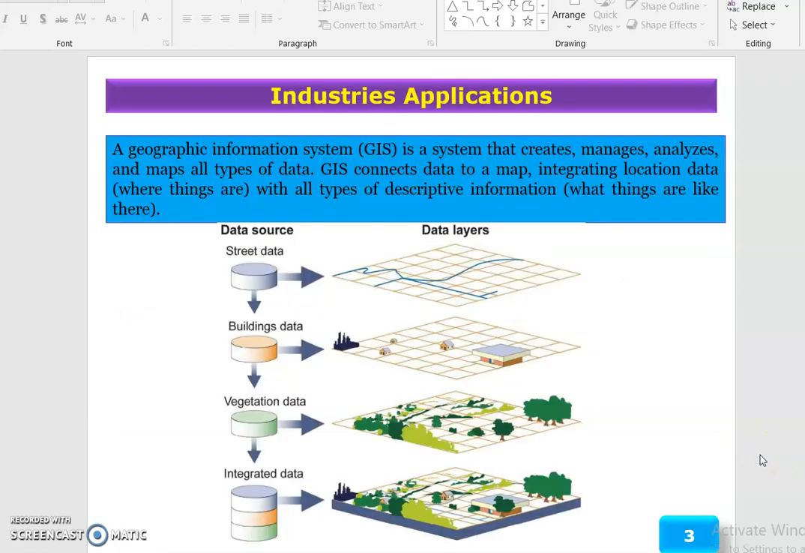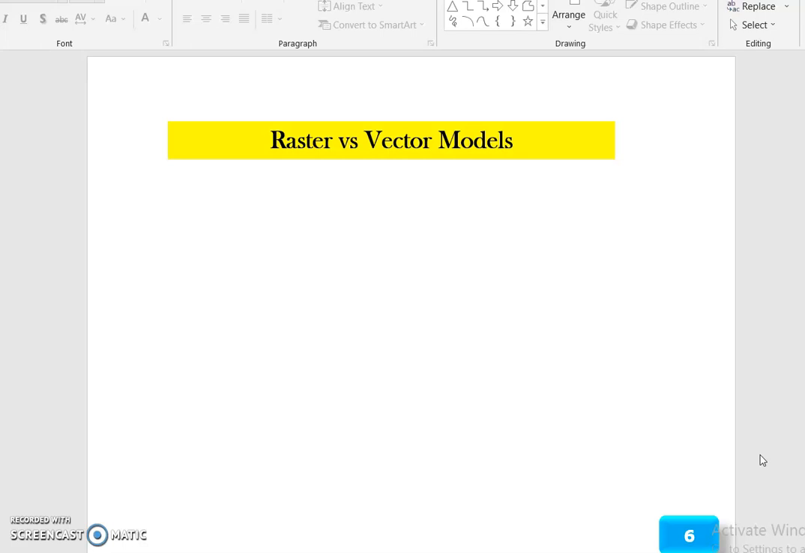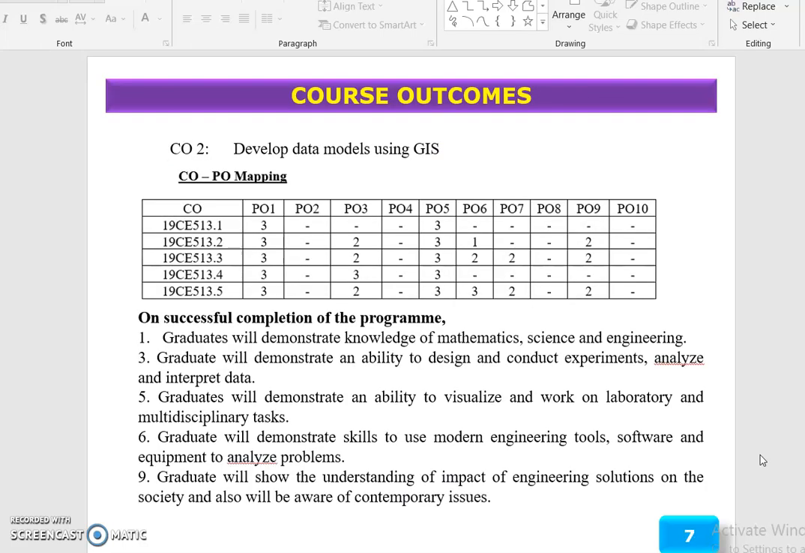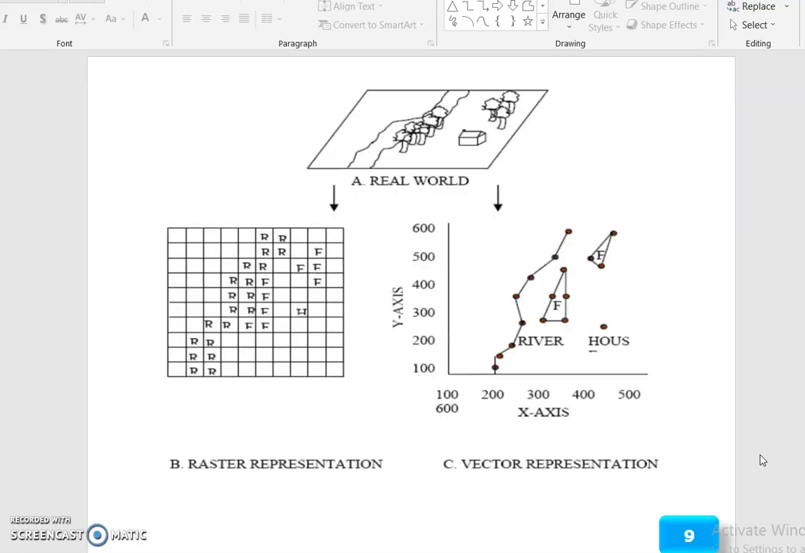Today we are going to discuss Unit 2, that is spatial data models, under the topic of raster versus vector model. The course outcome of this topic is to develop data model using GIS. The program outcomes are 1, 3, 5, 6 and 9, and program specific outcome 1. So the outcome of this raster and vector data is to develop data model using GIS.